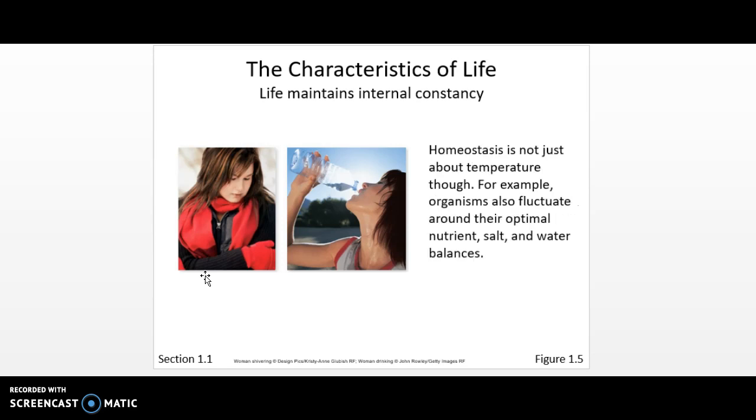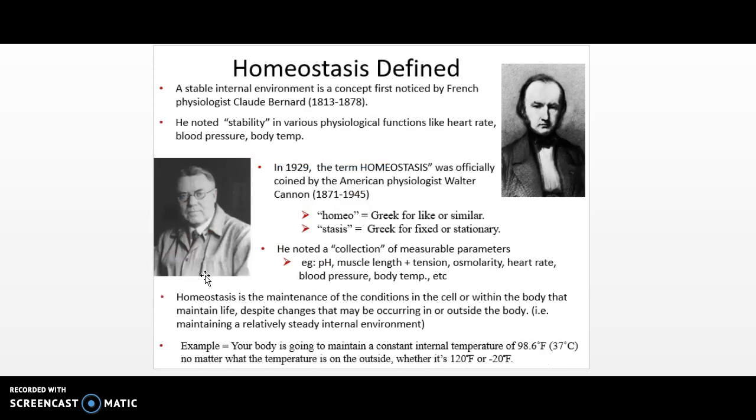But it's not just about temperature. Organisms also fluctuate around their optimal nutrient, salt, water balances, even pH. So here's just a little background information on homeostasis. It's a concept first noticed by French physiologist Claude Bernard. He noticed a stability in various physiological functions like heart rate, blood pressure, and body temperature. So in 1929, the term homeostasis was officially coined by the American physiologist Walter Cannon. Homeo means like or similar, stasis meaning fixed or stationary. Thus we have homeostasis.